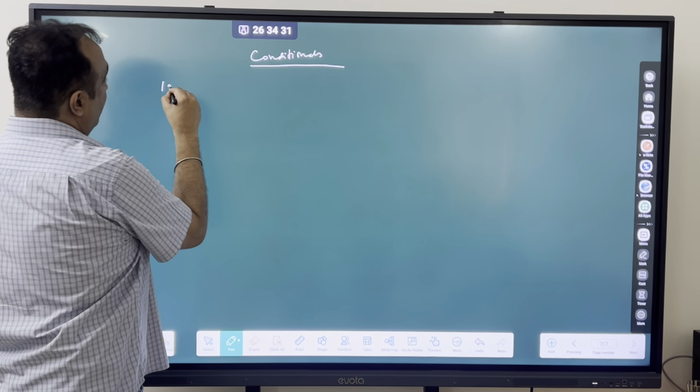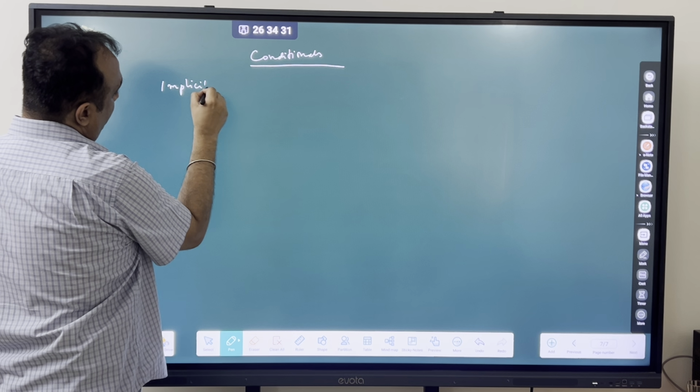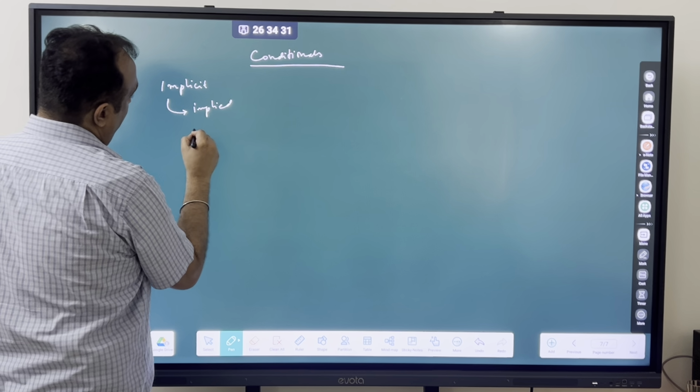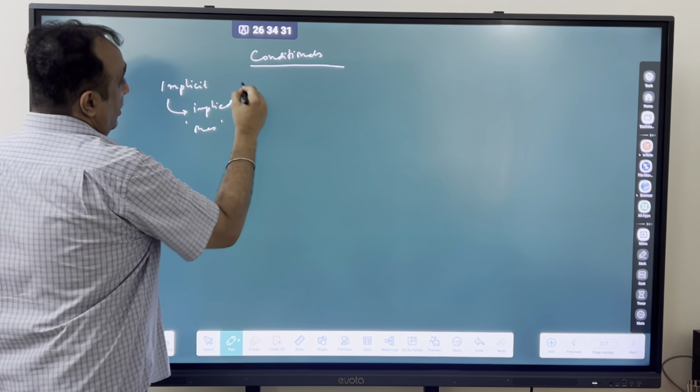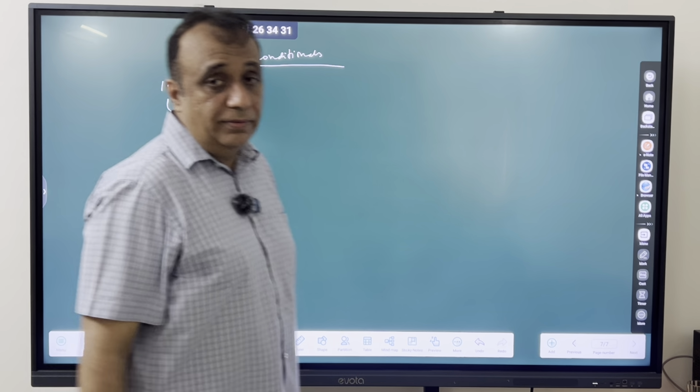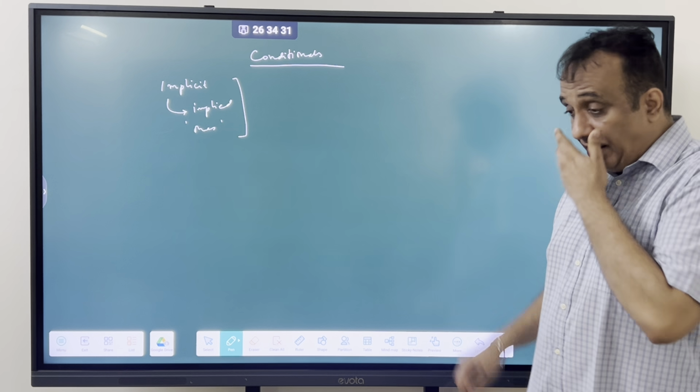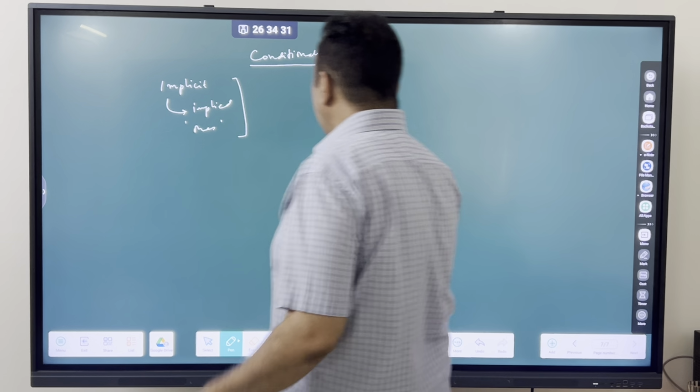These are implicit conditions, or the implied ones. These are the easiest to miss. These are the ones that we sometimes don't realize. Now, what are these implied ones? Let's look at a scenario.